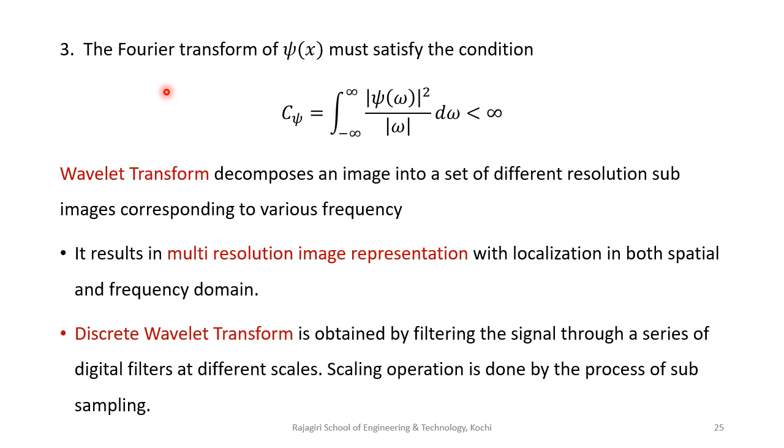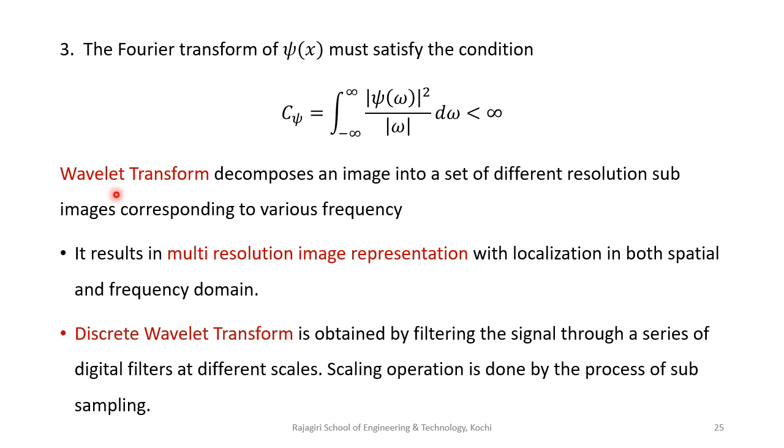The third property that the Fourier transform of the wavelet must satisfy is that the integral from minus infinity to infinity of mod of psi omega the whole square by mod omega d omega must be less than infinity. This shows that the Fourier transform of the wavelet is a localized function. Since the Fourier transform is zero at the origin and decays at higher frequencies, it exhibits a band-pass characteristic.